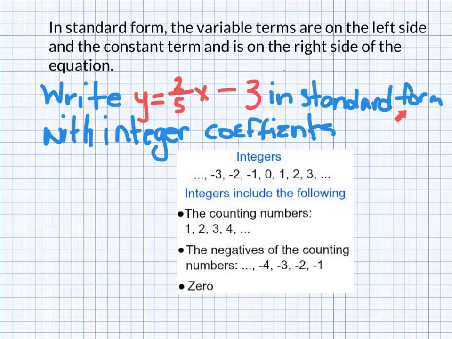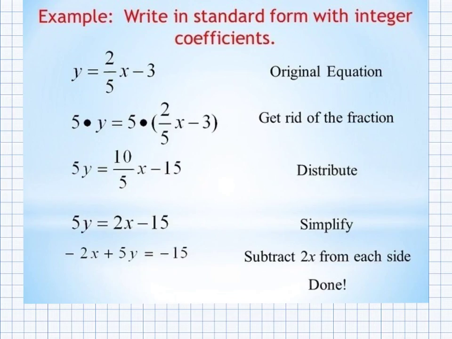We want to rewrite this into standard form using, as the directions might say, integer coefficients. Integers can be any negative number, they can include 0, and they can include positive 1, 2, 3. You can refer to it as the counting numbers, the negatives of counting numbers, and 0. So that's what integer coefficients can be, the number before the x and the y. So in this example, it says write in standard form with integer coefficients.